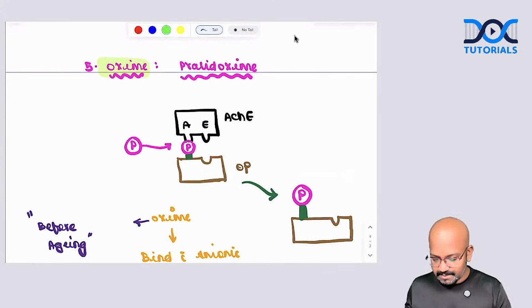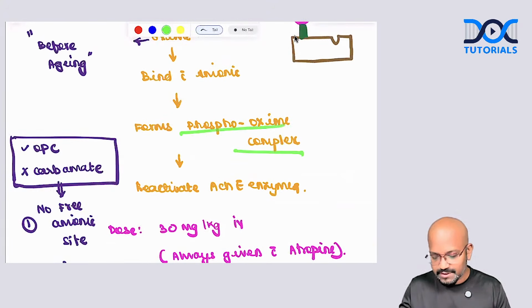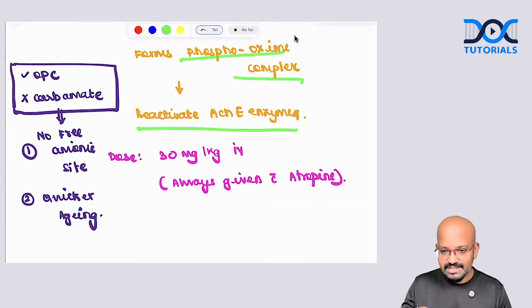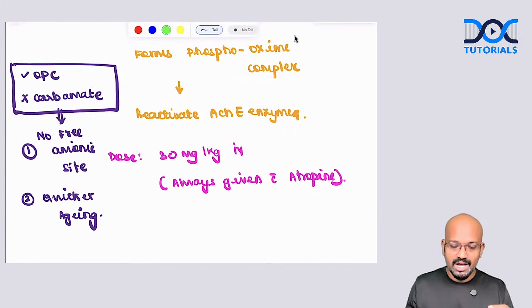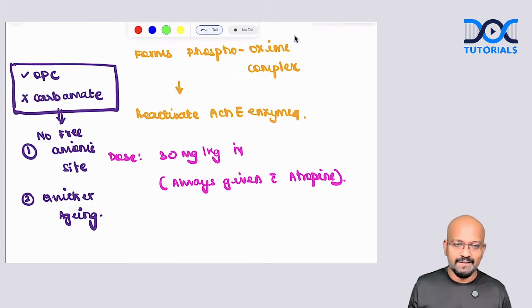Oximes, for example pralidoxime, bind with the anionic site of the acetylcholinesterase enzyme, form a phospho-oxime complex and reactivate the acetylcholinesterase enzyme, and that's why they are also called acetylcholinesterase reactivators. The dose we administer is 30 milligrams per kilogram via IV route. It is always administered along with atropine and never given as monotherapy. It is useful against organophosphorus but not effective against carbamates. Why? Because of 2 reasons. There is no free anionic site, and the aging process, the conversion to monoisopropyl phosphoryl acetylcholinesterase, is going to be quicker. With this, we complete today's session, my dears.